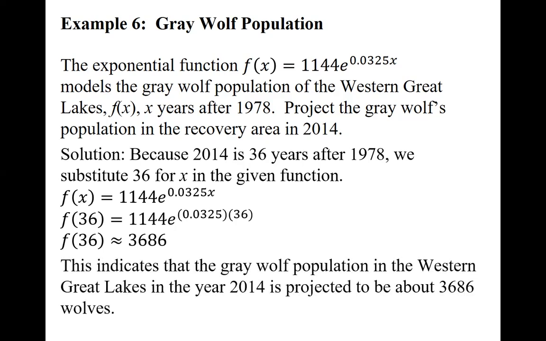This indicates that the gray wolf population in the Western Great Lakes in the year 2014 is projected to be about 3,686 wolves. So again, multiply the exponent first, then do base to the exponent, and you'll want a calculator that has e to the x as an option. And then you'll multiply that by 1,144.